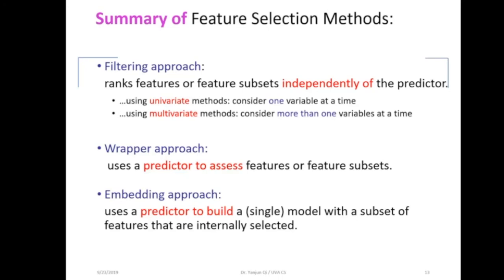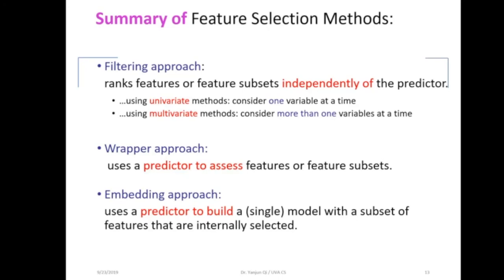And the last category is embedding, which is lasso. Lasso is a method where a single model can perform feature selection and prediction using just one model. There are no separate steps of wrapper feature selection and then learning the predictor. Lasso itself can select features and perform prediction using just one model. So this is called the embedding approach.